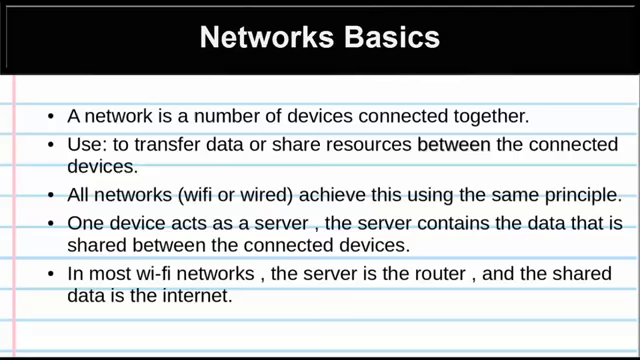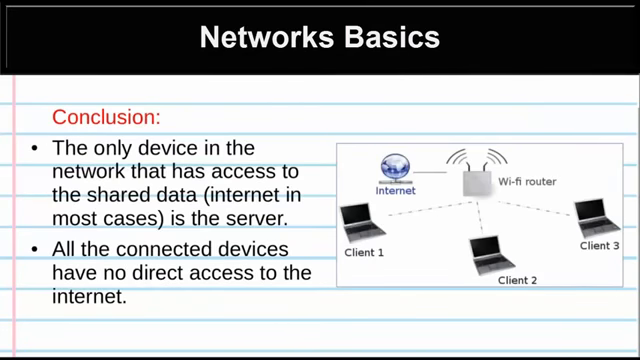So on most Wi-Fi networks, the server is the router, and all devices connect to this router, and they access the internet through the router. So all the devices on the network have no direct access to the internet, as we can see in this diagram. The only device in the network that is connected to the internet is the Wi-Fi router. All the other devices, as we can see here, we have client 1 and 2 and 3, they have no access to the internet, but they can access it by connecting to the router.